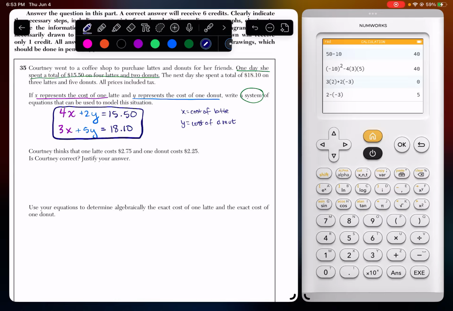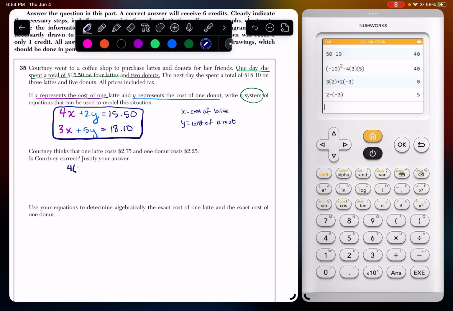Now they ask me, Courtney thinks that 1 latte is $2.75 and 1 donut costs $2.25. Is Courtney correct? Justify your answer. So essentially, they have given me possible values of x and y, and they want to know if they make both equations true. If they're a solution, just like in the inequalities, it needs to make both true. So let's test it out.